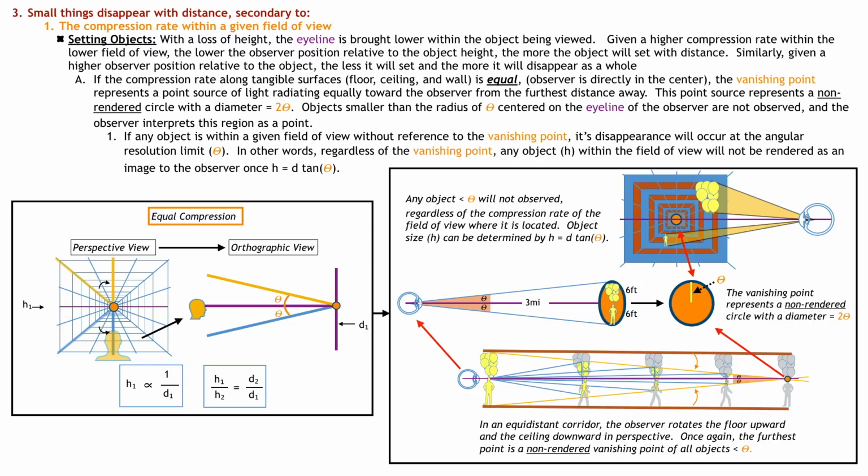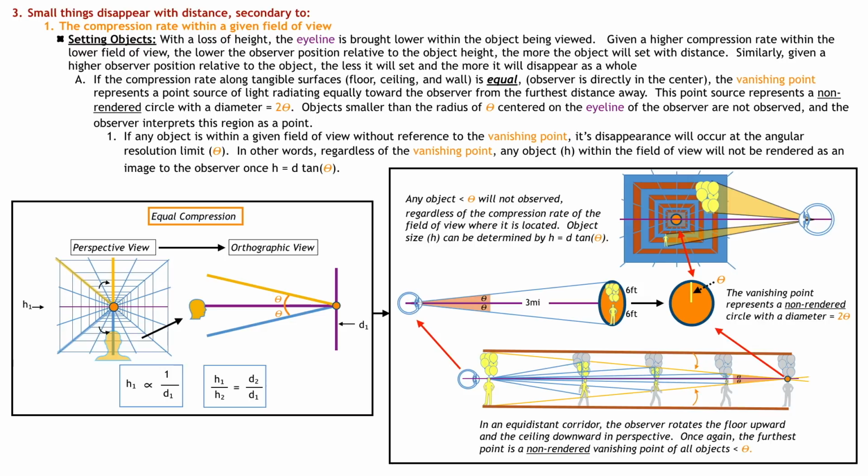Within the diagrams here, we are again showing that we are within a hallway that has equal compression between the floor, the ceiling, and the walls, and the observer eye position is directly in the middle of the hallway. And so within 1 point perspective, we would view the hallway a certain way. And in the orthographic view, if we were to rotate to a side view, we would be viewing angles down or extending away to us from a distant point of theta above the eye line and theta below, such that the radius of that circle could be derived as theta.